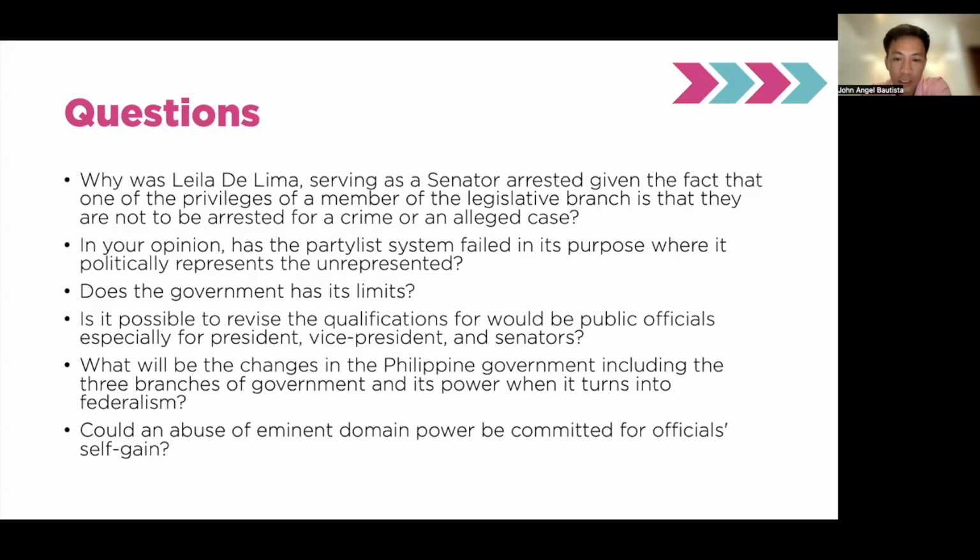Next, what will be the changes in the Philippine government, including the 3 branches of government and its power, when it turns to federalism?